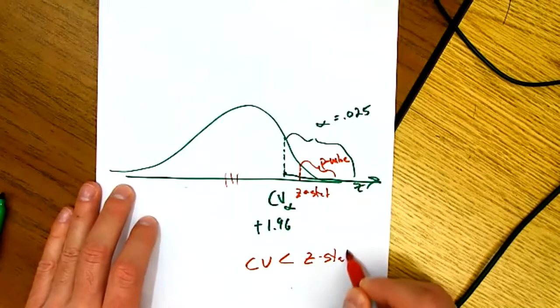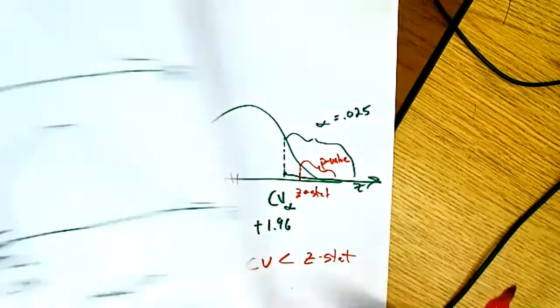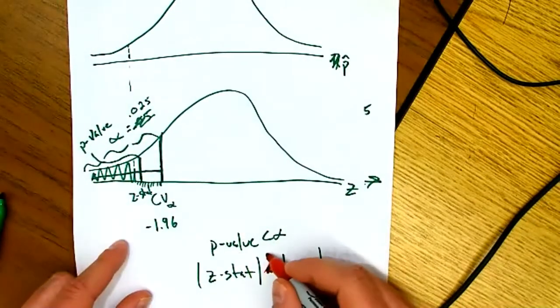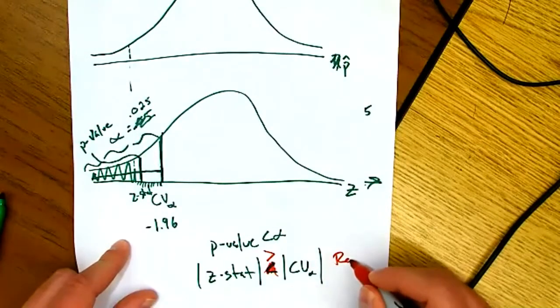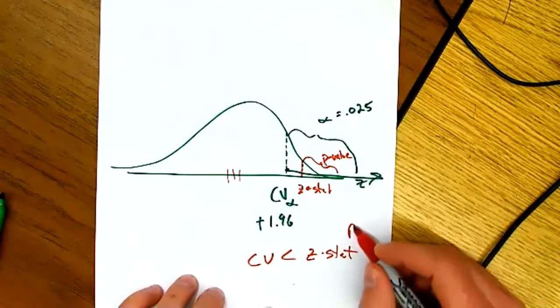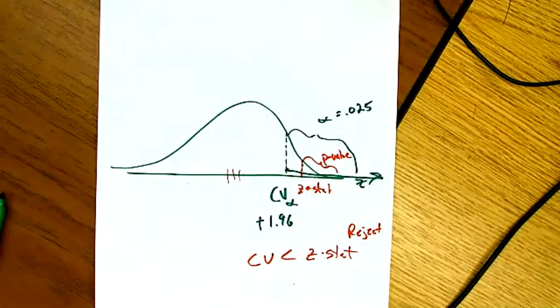test statistic is greater than, actually, sorry, I think I had this backwards here, didn't I? If my test statistic is greater than my critical value, I reject. If my test statistic is greater than my critical value, I reject, right? Or more extreme than my critical value. Okay.